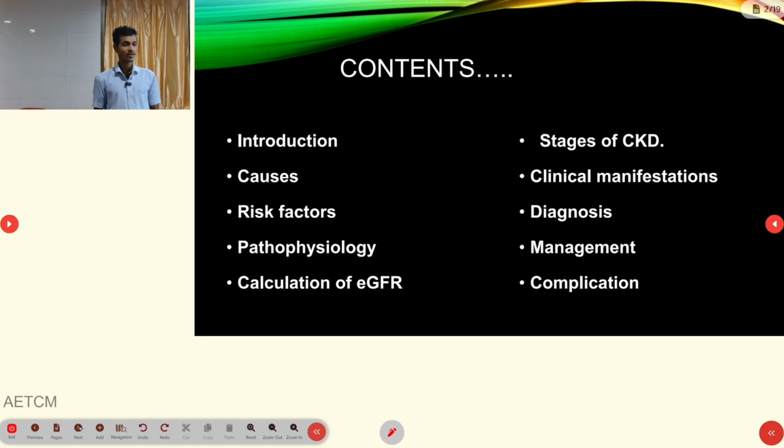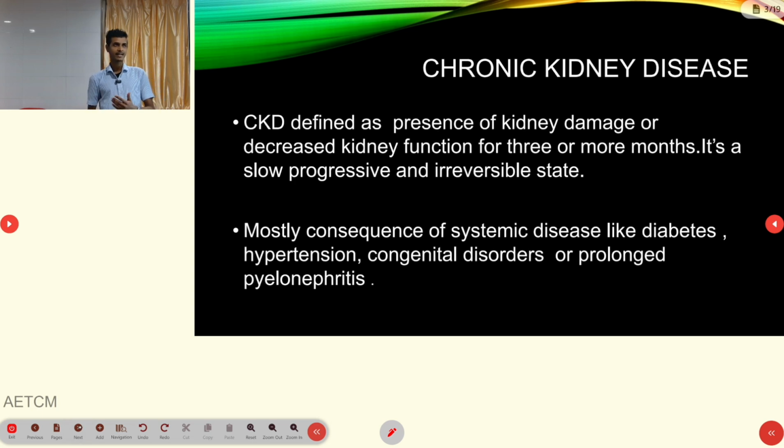What are the various causes and risk factors, how it works in the pathophysiology, and then calculation of estimated glomerular filtration rate. Based on this, we will group the person into various stages, then clinical manifestations, how we are diagnosing, and then assessment points both pre-hospital and in-hospital. Finally, we will end up with the management and complications. So this is our definition of chronic kidney disease.